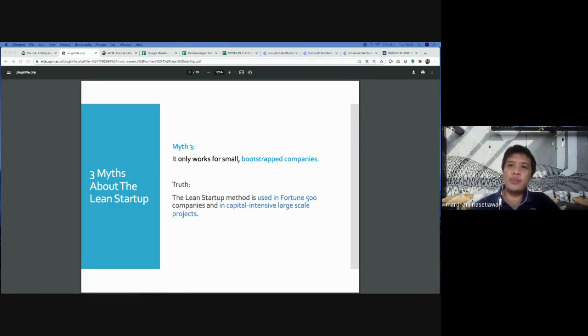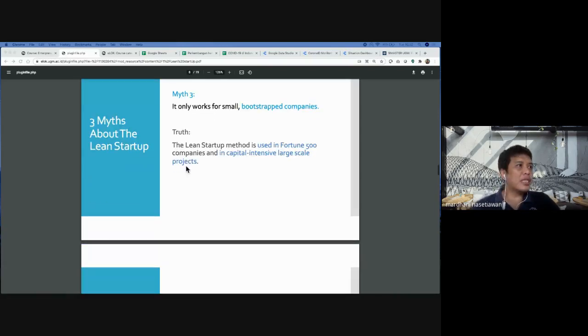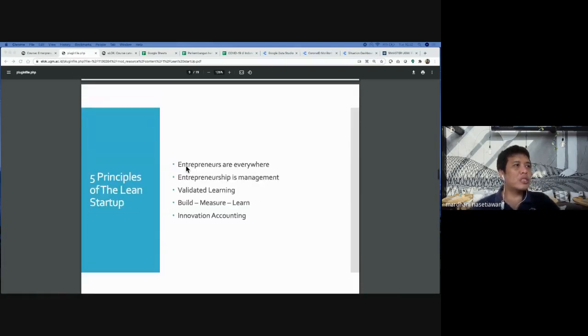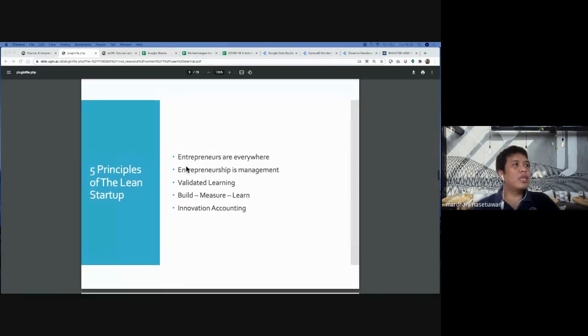Okay, that will be the first point that we discuss, about the definition and the things that we need to know about the lean startup. So the next, I will go to the next. These are the five principles, or the five major processes, of the lean startup. So the first is entrepreneurs are everywhere.